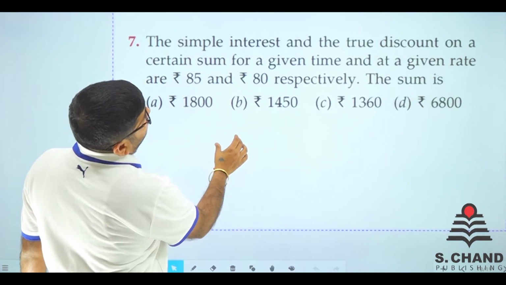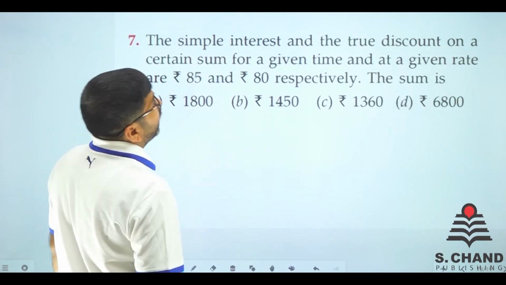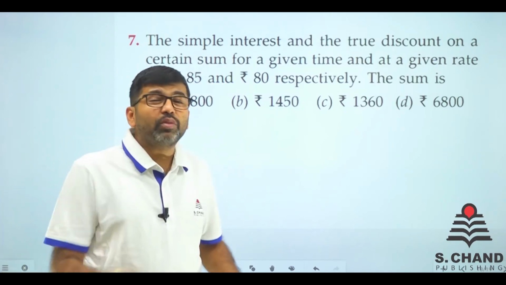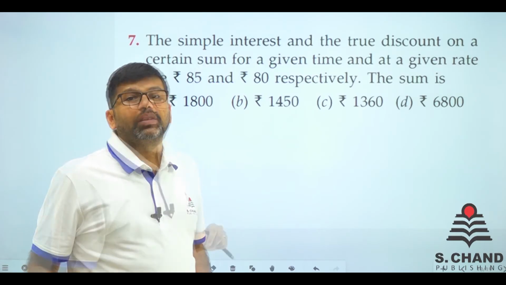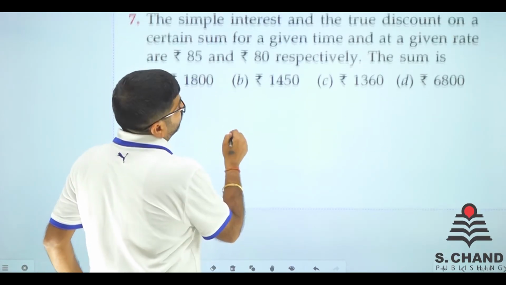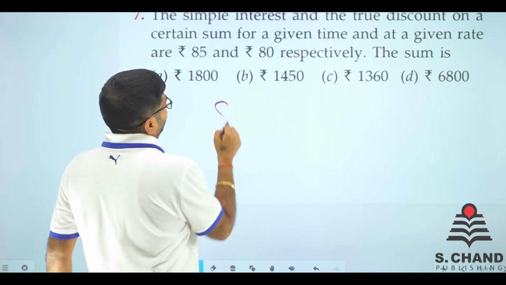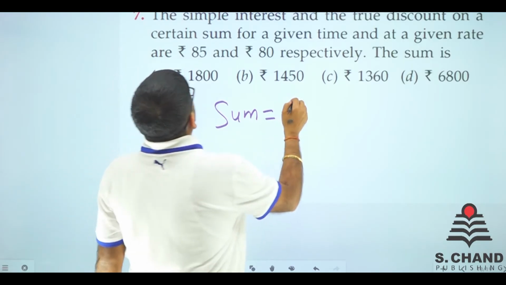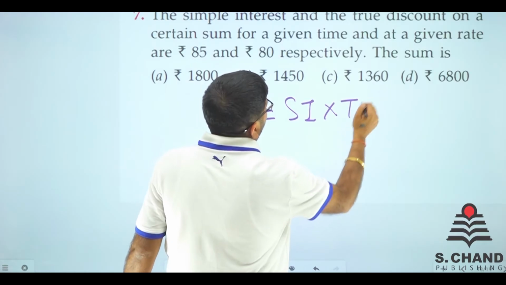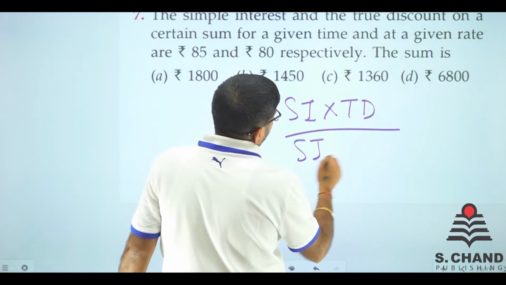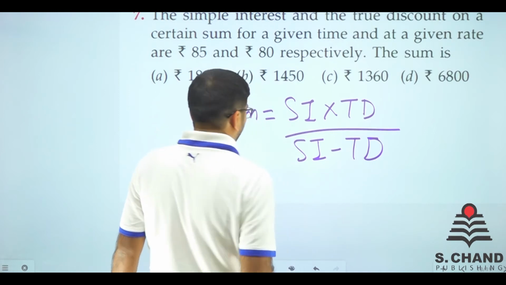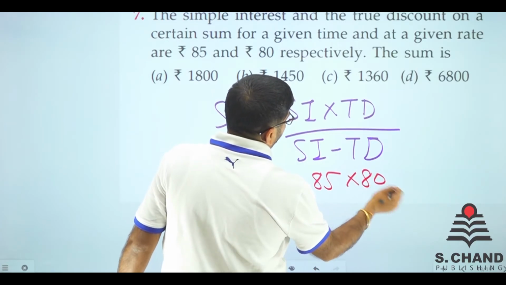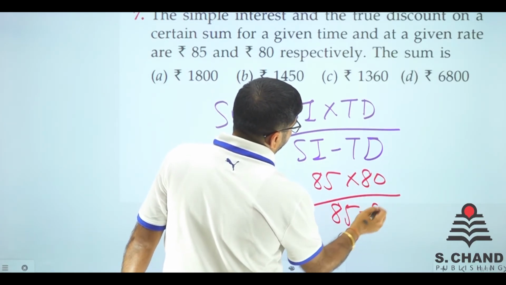The simple interest and true discount on a certain sum for a given time at a given rate are 85 and 80 respectively. The sum is what? If you remember, there was a very small formula for that. The formula was sum is equal to SI into true discount upon SI minus true discount, if you remember. So what is SI? SI is 85, true discount is 80.